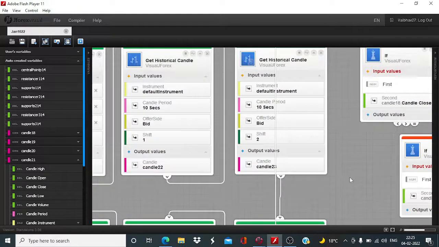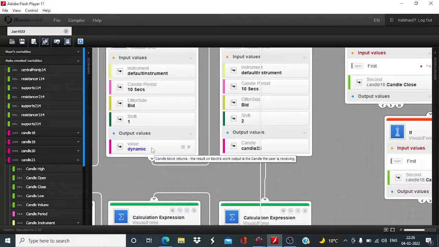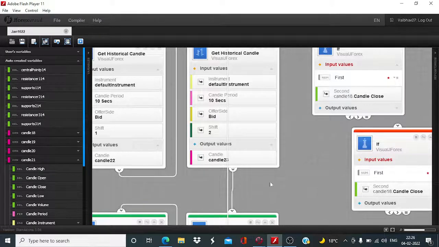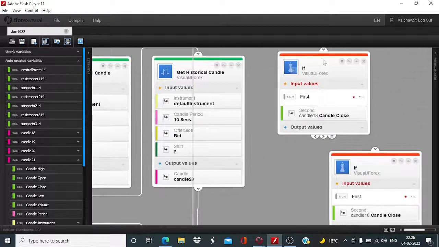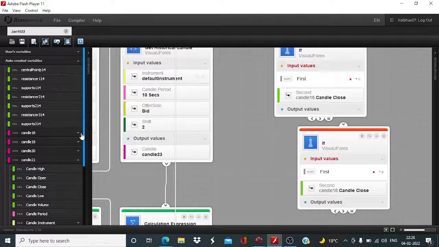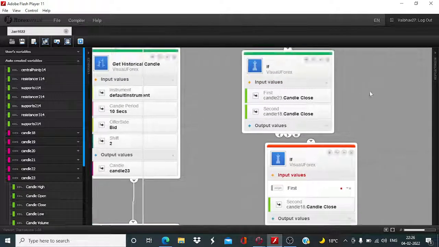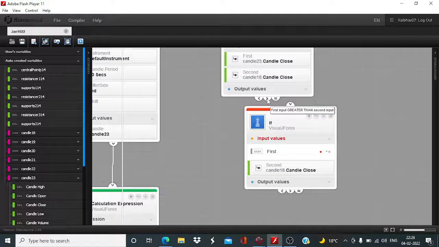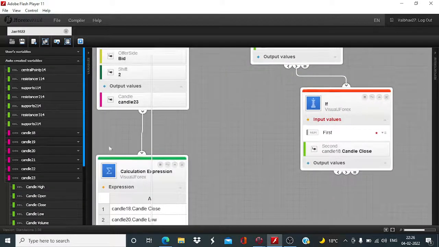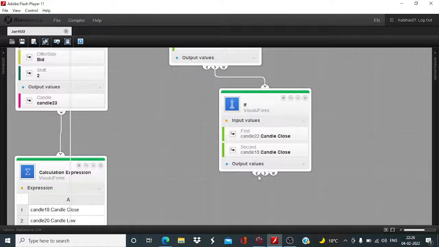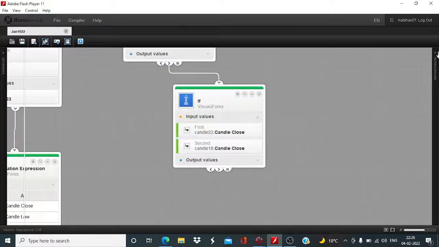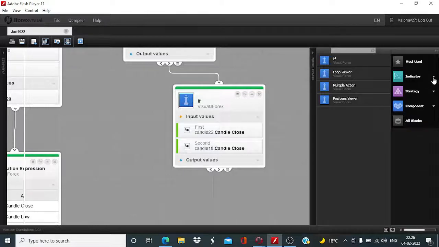These two are 10-second blocks. We will need candle 22nd candle close to have been lower than the candle 18 candle close, whereas candle 23rd candle close should have been higher. So I will take candle 23rd candle close first, and in this case we need to make sure that the first input is greater than second input, and after that we take candle 22nd candle close, and here this should be first input less than second input, and afterwards we bring in the trade command block.